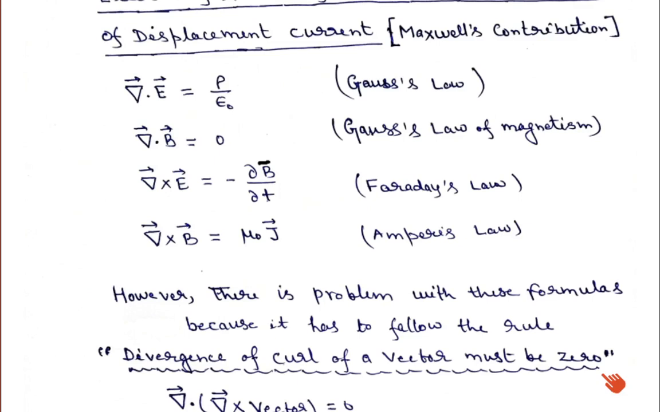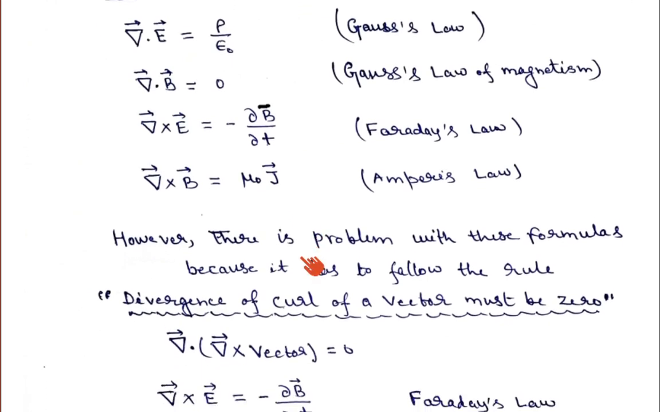This is a basic law, because all these quantities are vectors. Here B is a vector, the electric field E is a vector, and all these quantities are written in terms of divergence and curl. So Maxwell tried to understand whether all four equations satisfy the condition that the divergence of a curl of a vector is equal to 0. That is what Maxwell wanted to explore more.